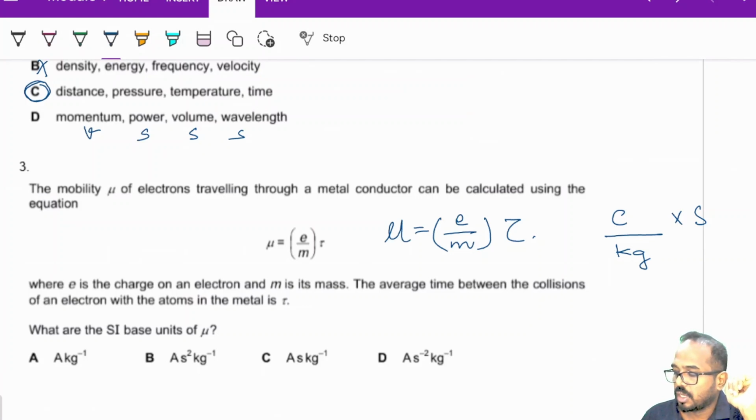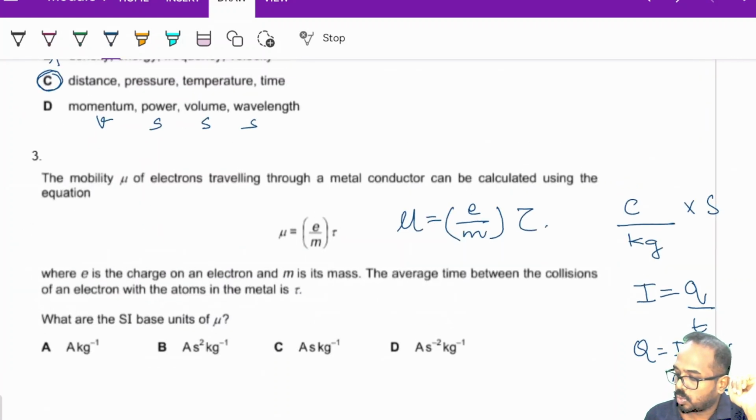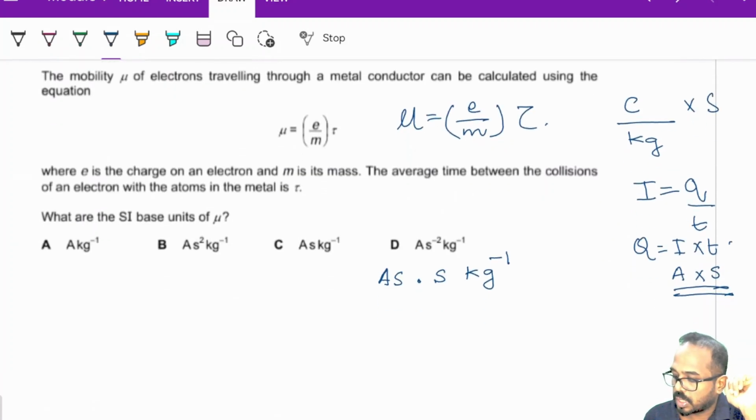Coulomb means charge. You know the current equation, I is equal to Q over T, right? So Q is equal to I multiplied by T. Now you check, I is ampere multiplied by T is second, so ampere second. So what is your final answer? Coulomb, you can write it as ampere second multiplied by second. Kg is in the denominator, so it will come to the numerator as kg to the power minus 1. You check this answer: ampere second square kg to the power minus 1.